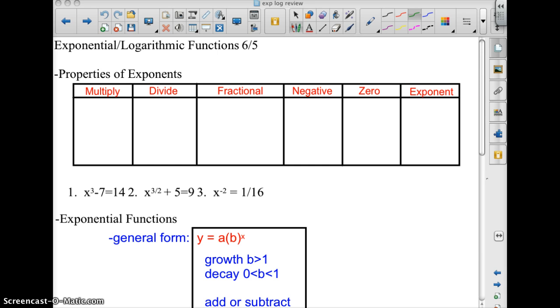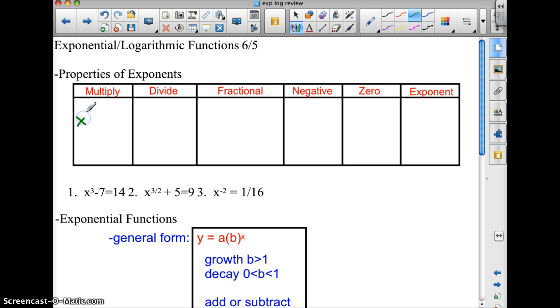When you multiply, you multiply like bases. So let's say I have x to the a times x to the b. That's going to equal x to the a plus b. You add the exponents when you are multiplying like bases. And when you're dividing like bases, it's x to the a over x to the b. That is going to equal x to the a minus b. That's the property for where you divide.